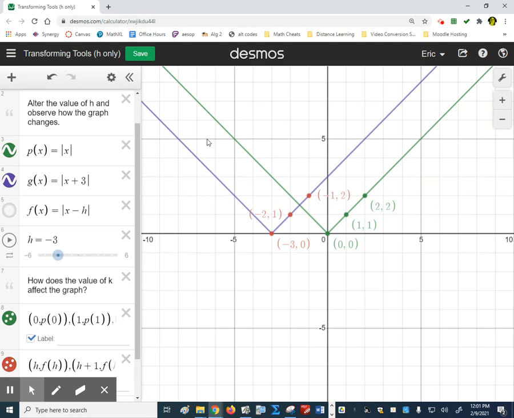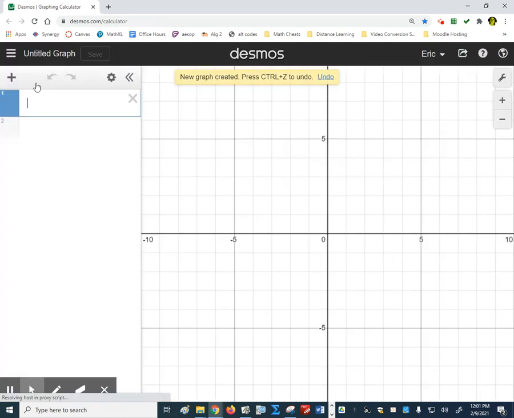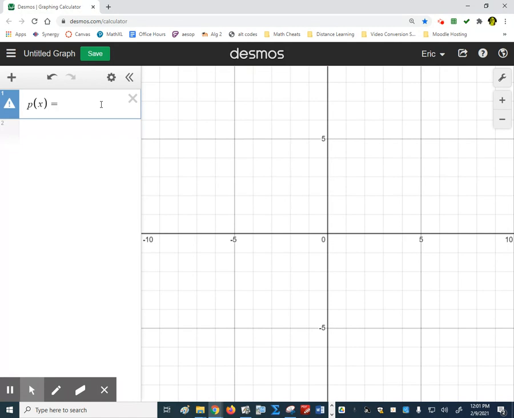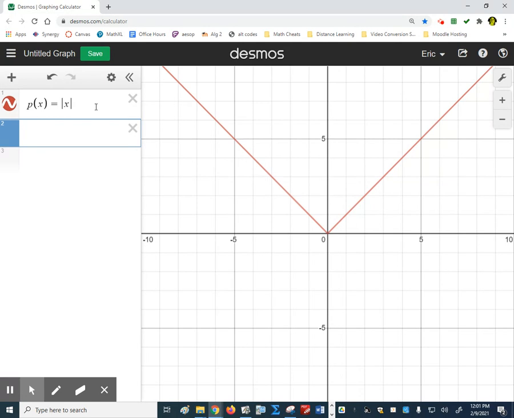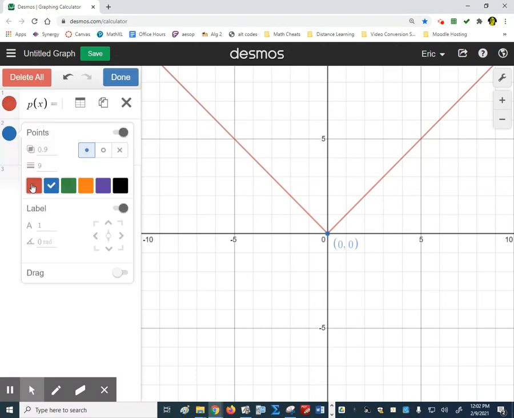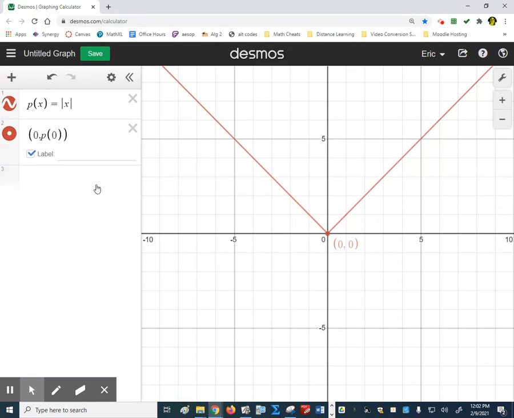Right? Let's try a couple from scratch on this one. I'm going to do a new blank graph. So here's my parent graph again. Absolute value of x is my parent graph. And let's just put the coordinates of the vertex so we can track what's going on. Okay, there's my parent graph, right? I'm going to do a new graph now.